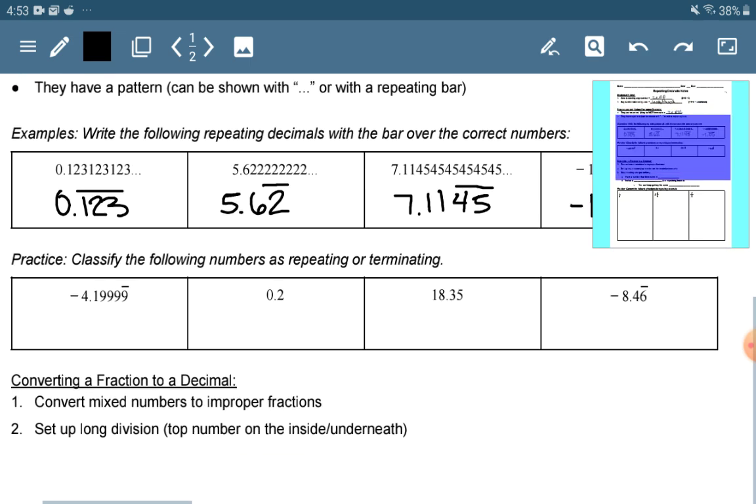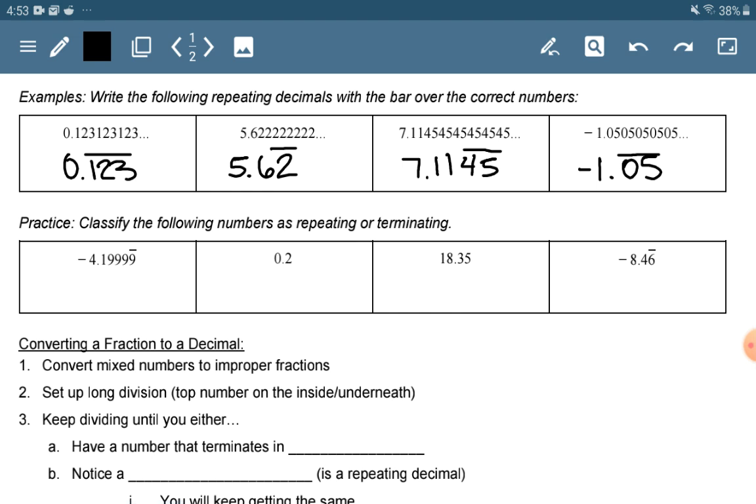So I want you to look at the next part below. We're just going to practice being able to identify whether they are repeating or terminating. In the first example here, I see that that 9 at the end has a repeating bar over it. That means that this decimal is a repeating decimal. However, in my next example, I have 0.2. It stops, there's no pattern, it doesn't keep going. Since it stops, it's a terminating decimal.